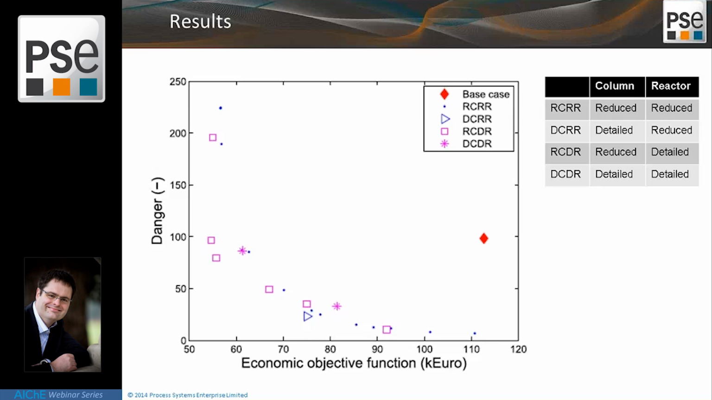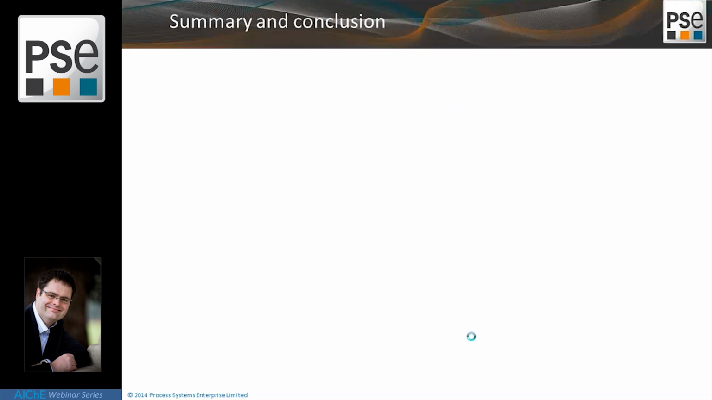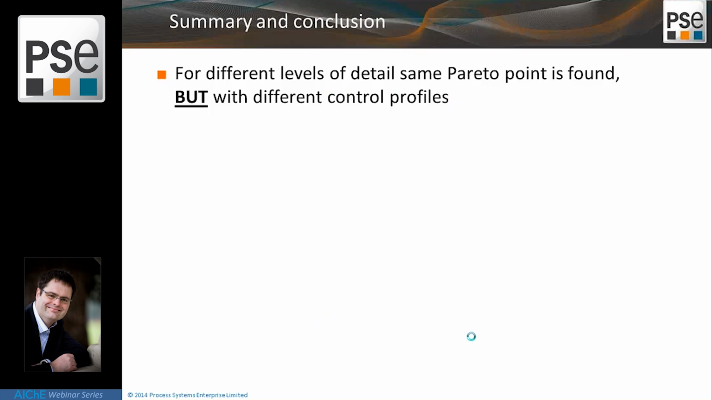The other thing we see is the different results for the different model types. So RCRR means reduced column, reduced reactor, and you can see the different results. Now, the interesting thing was that if you look at these results, then we see that for different levels of detail, we found the same Pareto point. So the same level of danger and the same economy. So you would think we would be happy to use the simpler model, which obviously was much faster. But it turned out that these two different models gave different control profiles. And that is obviously something that we would not like to see.